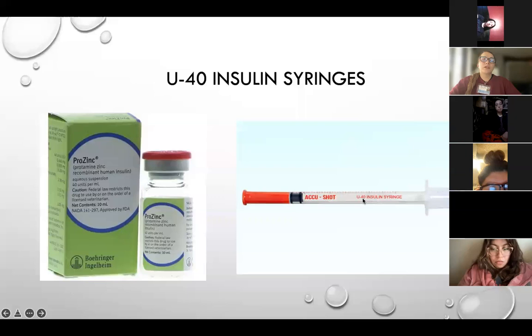So going over to our syringe, we're just going to double check. It says U40 insulin syringe over here. Now we know, yep, that is the correct syringe to use with this bottle.